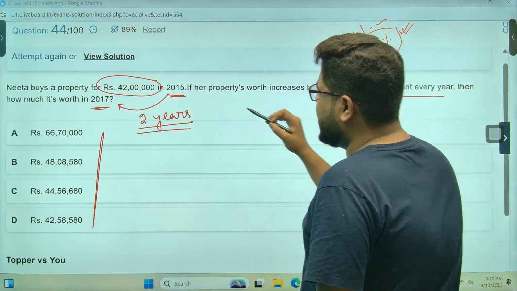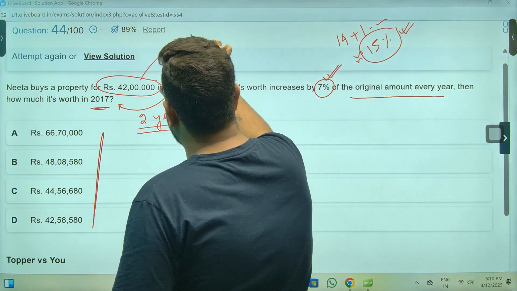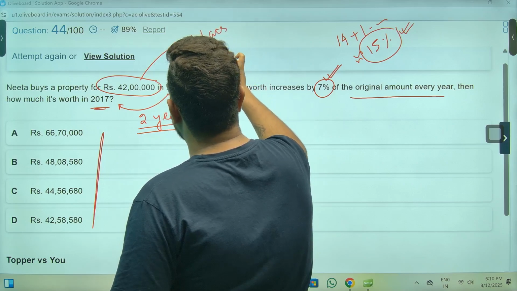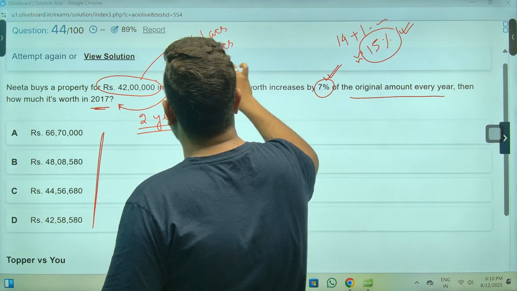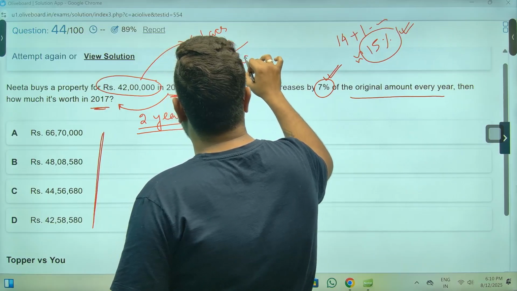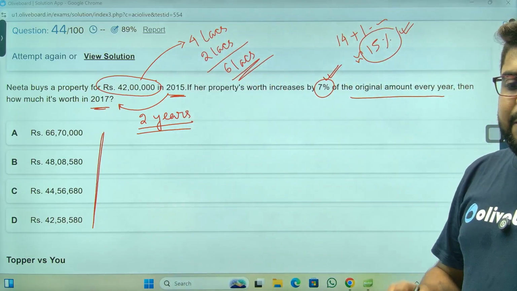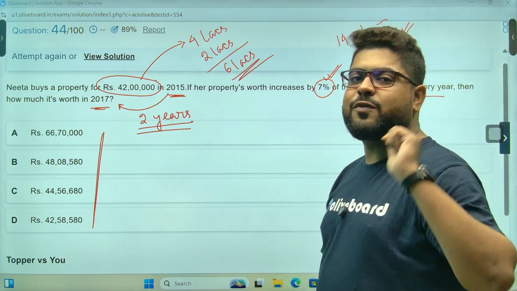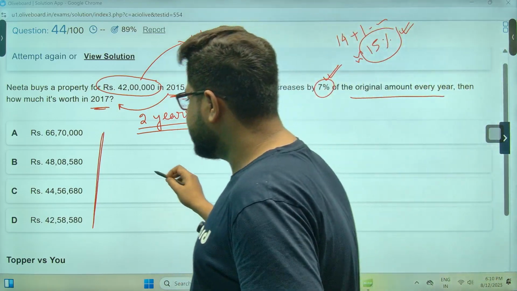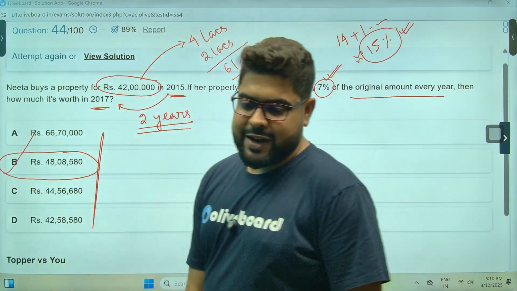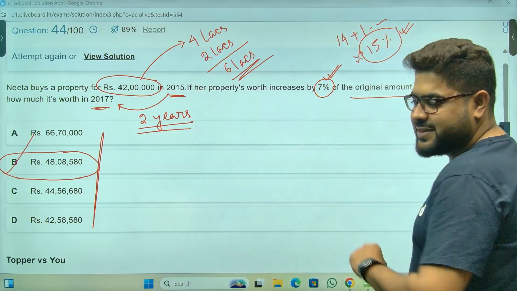Sir, 42 lakhs ka 10% will be 4.2 lakh or 4 lakhs. And 5% will be another 2 lakhs. So it will increase by 6 lakhs almost. So 42 and 6 lakhs, my answer will be a little more than 48 lakhs. Option mein hai, sir. There is only one option that is close to that 48 mark. That has to be my answer.